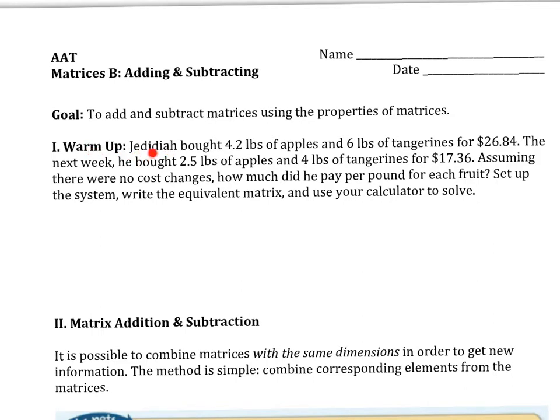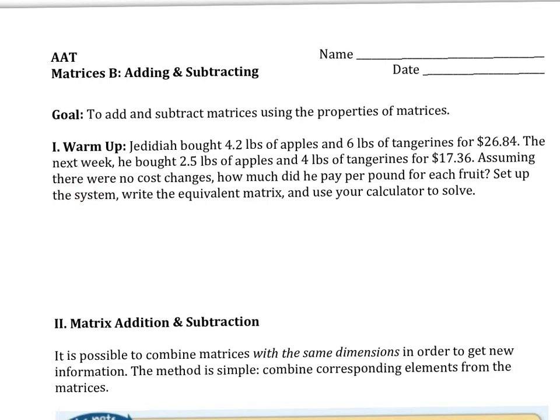Jedediah, Hafiz's cousin, bought 4.2 pounds of apples and 6 pounds of tangerines for $26.84. The next week, he bought 2.5 pounds of apples and 4 pounds of tangerines for $17.36. Assuming there were no cost changes, how much did he pay per pound for each fruit?